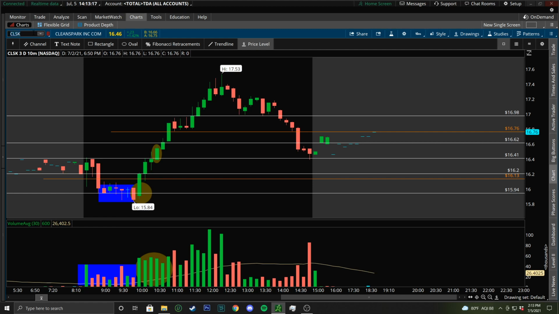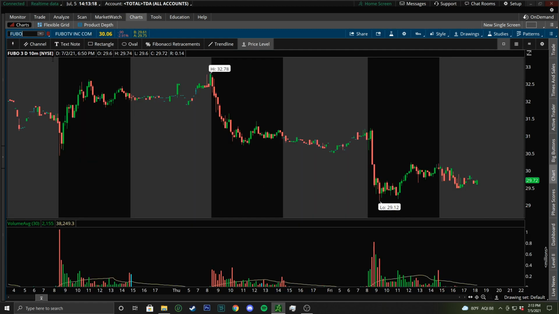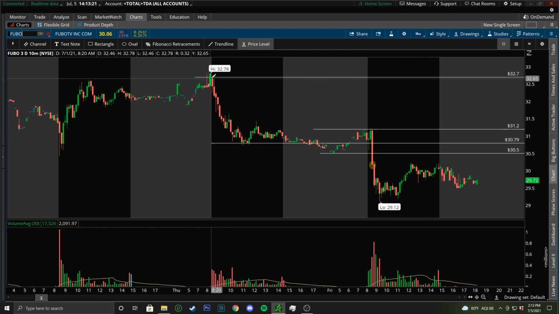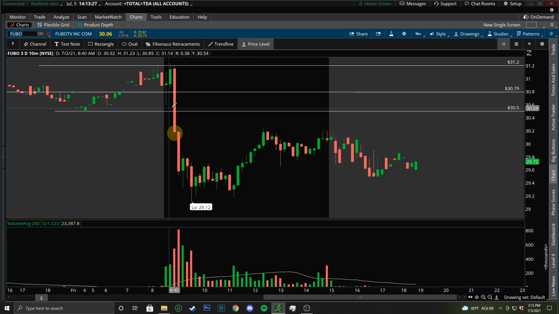Another one I wanted to show you guys was Fubo. So here on Fubo, you have the previous day high, previous day low, pre-market high, pre-market low. So we got everything we need. Let's zoom in. Price ends up dropping after the first 30 minutes through both of those levels. So now we're looking really good, and it was a big increase in sellers. So how is this playable? How could we have played this?